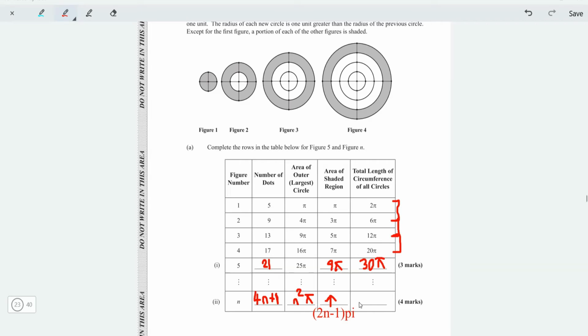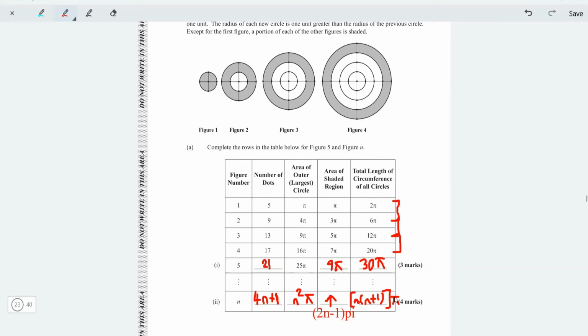This is just n times n plus 1. This is n times n plus 1. And then the n times n plus 1 is multiplied by pi. This is the answer. How did I get n times n plus 1? When n equals 1, 1 times 1 plus 1, that's 2. That's how you get 2 pi. When n equals 2, 2 times 3, that gives 6. 3 times 4, 4 times 5, 5 times 6, 6 times 7, and the pattern continues.